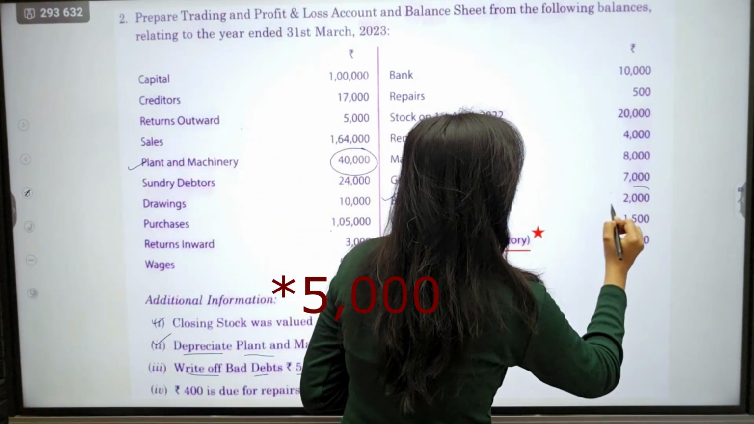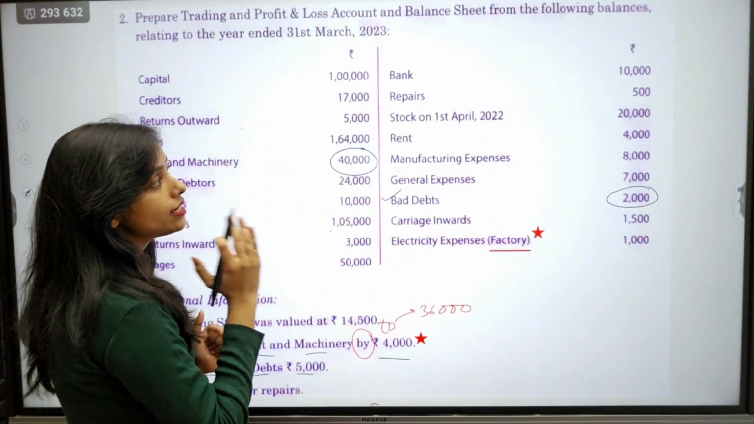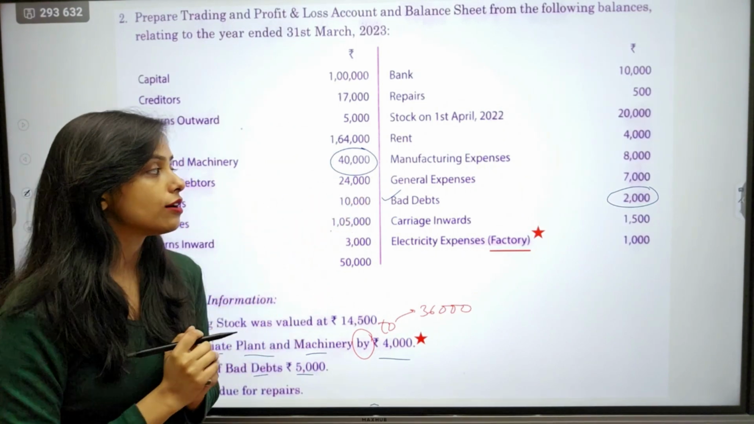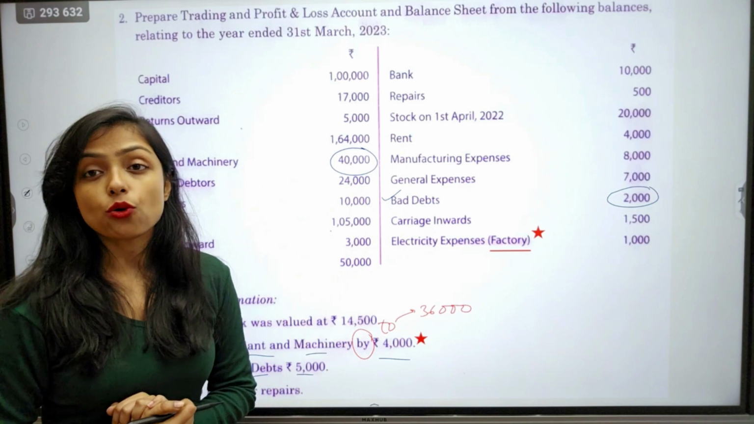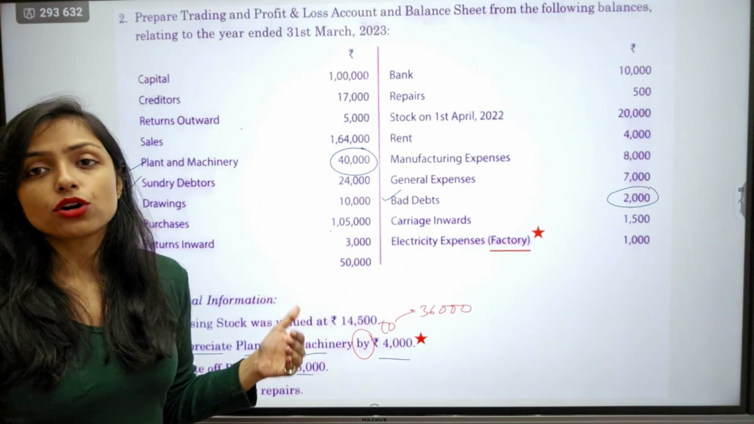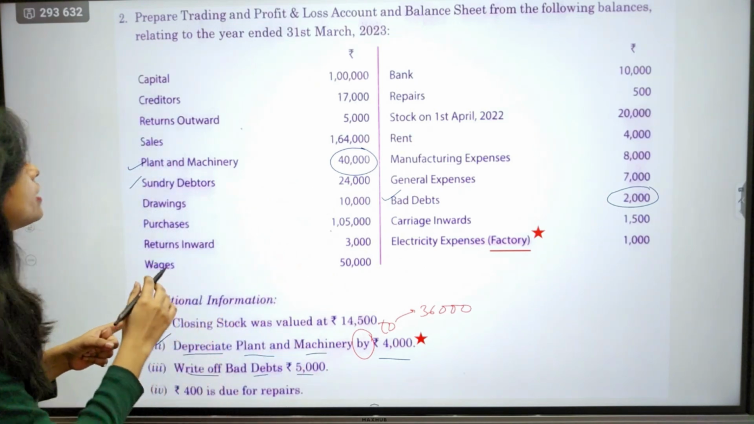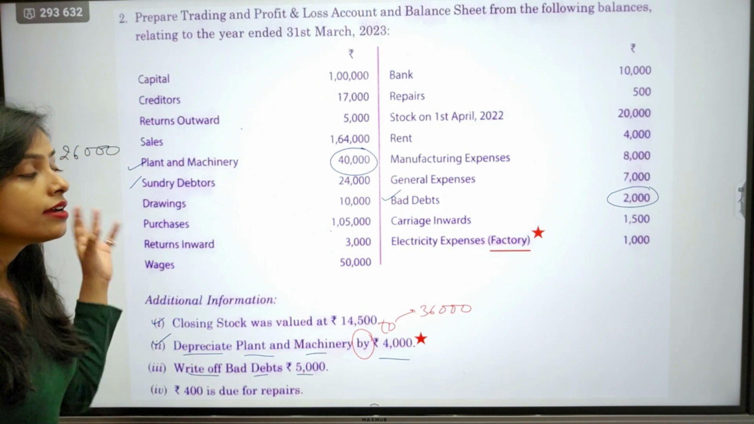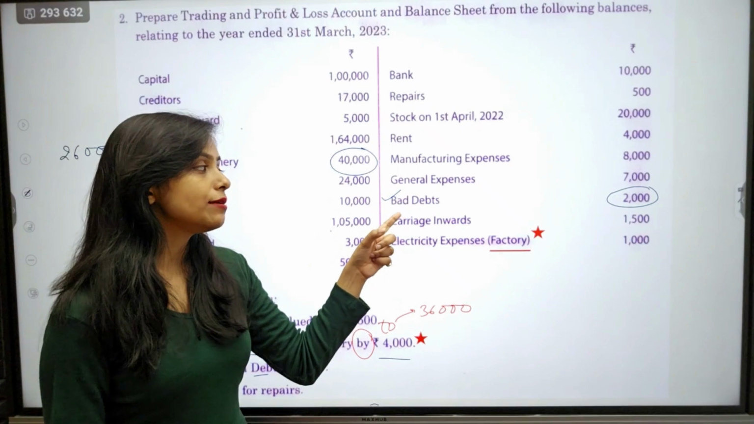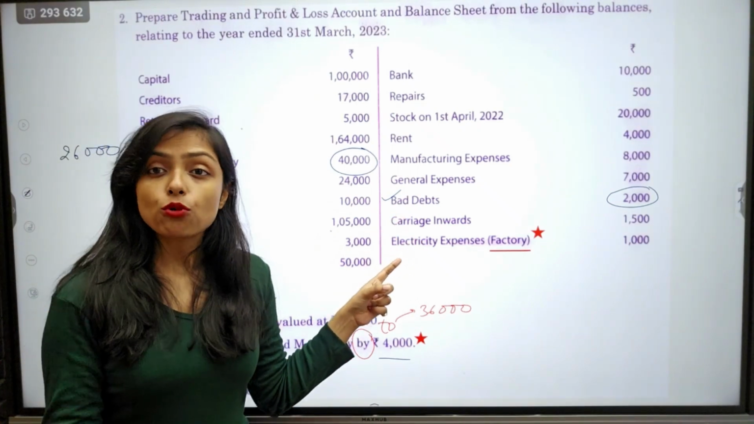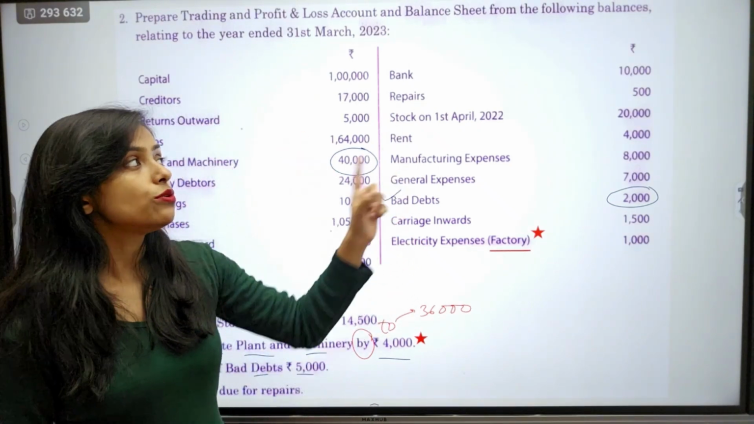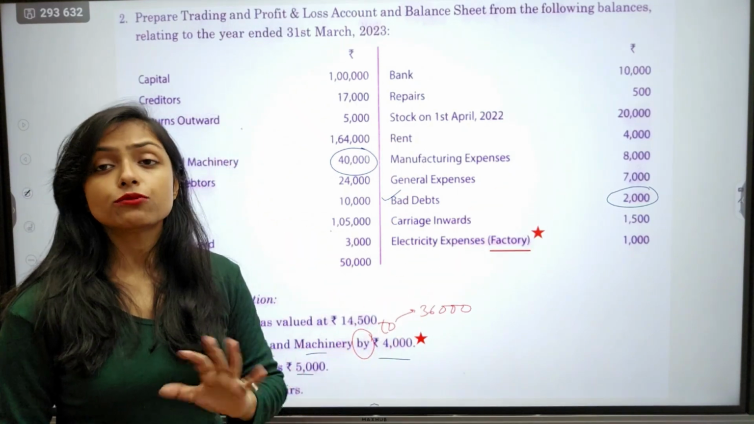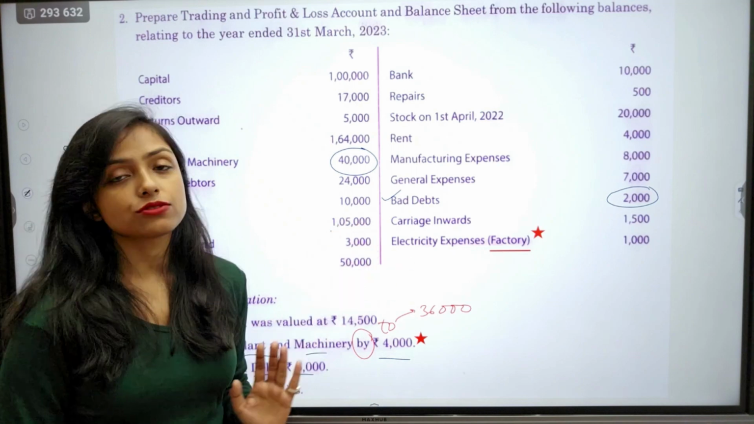The difference is this 2000 rupees is already adjusted in your sundry debtors. 24,000 rupees mein this bad debts is already adjusted. Means what? My actual sundry debtors would have been 26,000 rupees during the year. But what happened during the year, I came to know, before 31st March 2023 only, that somebody has become insolvent or whatever, would not be able to pay my 2000 rupees.